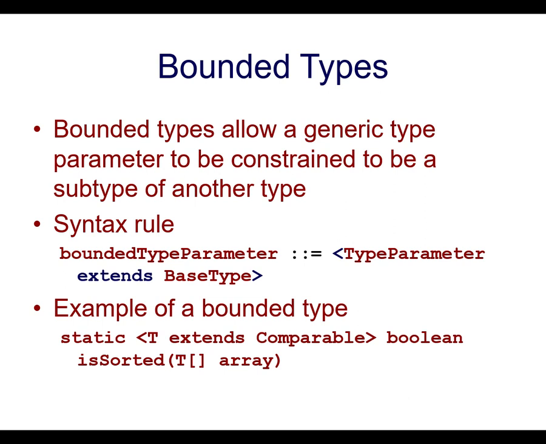Our final topic on generics is bounded types. Bounded types allow a generic type parameter to be constrained to a subtype of another type. By using a bounded type, the compiler can assume that the methods available in the bounding type will be available with the actual type when the generic is instantiated.